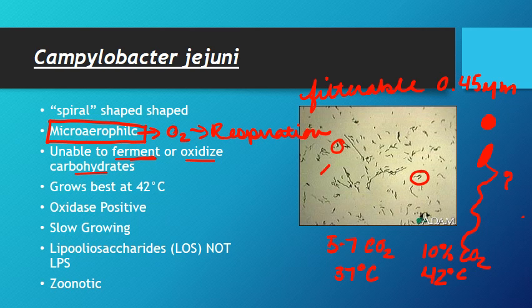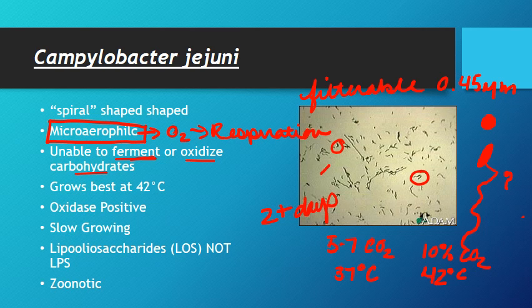Since it has all these special requirements, it really wasn't identified early. And they're actually pretty slow growing as well. They can take up to 2 days to begin really getting a good culture of C. jejuni going. It is a gram-negative organism, so it has a gram-negative cell wall structure with an outer polysaccharide capsule.